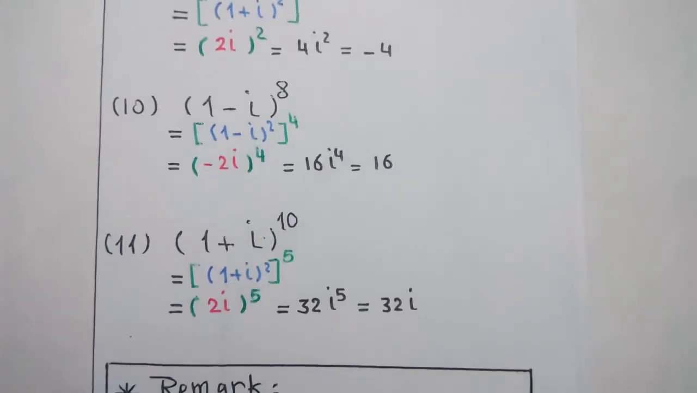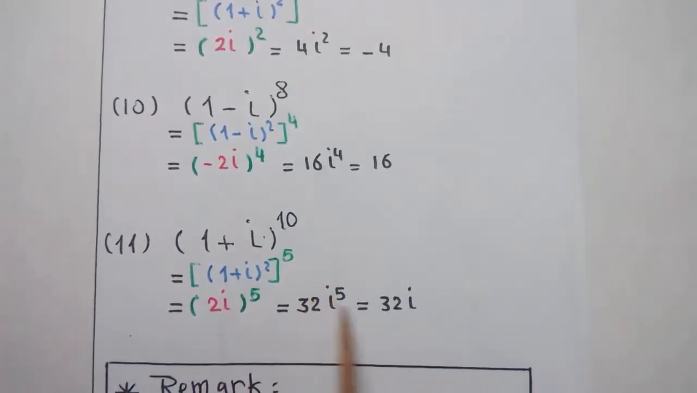(1 plus i) power 10 is (1 plus i) power 2 all power 5. 2 times 5 is 10. It will be changed to (2i) power 5. 2 power 5 is 32. i power 5 is simplest i. So 32i.